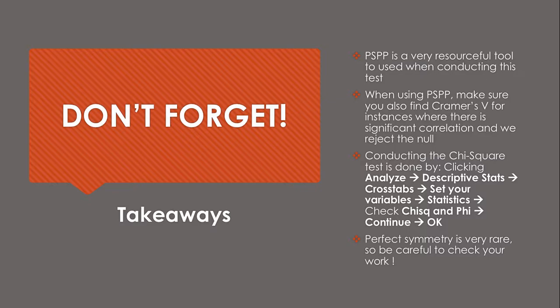These are some things I would love for you to take away from this presentation. PSPP is a very resourceful tool to use when conducting the test. When using PSPP, make sure you also find Cramer's V for those instances where you have a significant correlation and we reject the null. Conducting the chi-square test is done by clicking the Analyze button, the Descriptive Stats, Cross tab, then you set your variables. You also click on Statistics. You make sure you check the chi-square and the phi tabs. You click Continue and then OK.